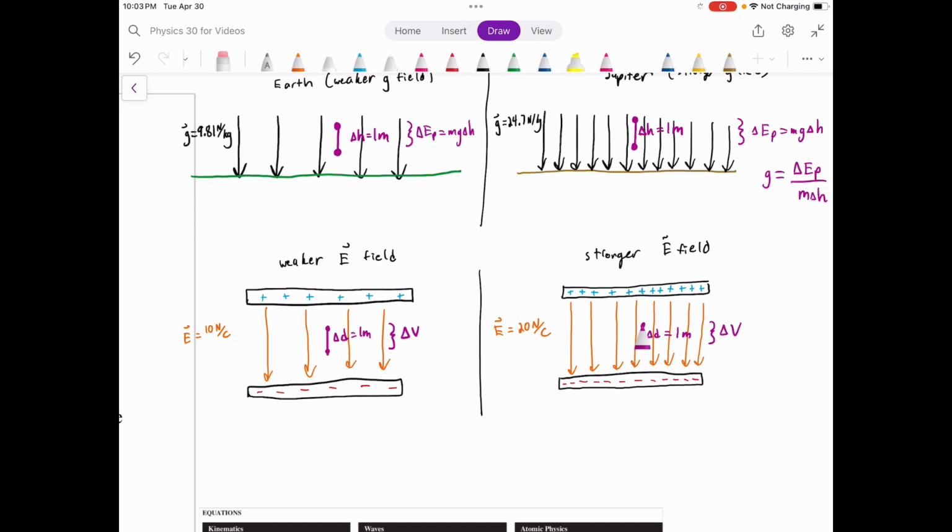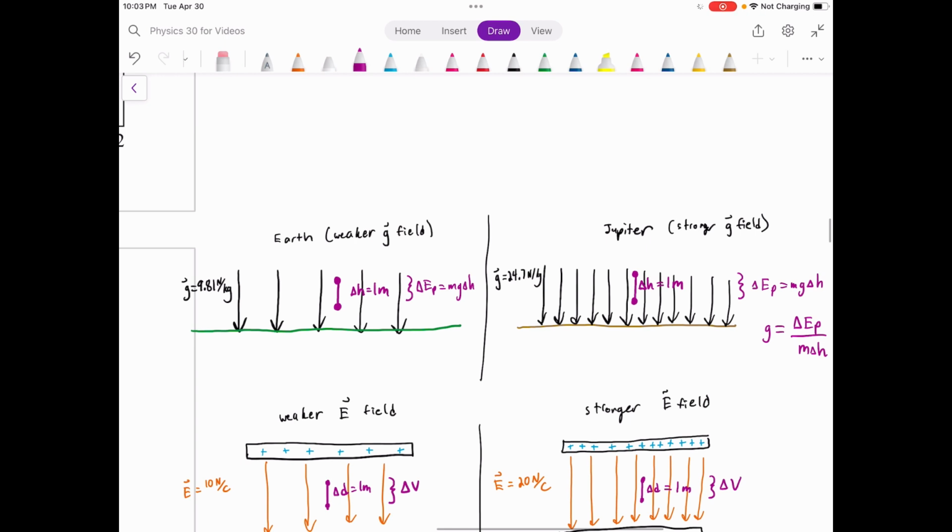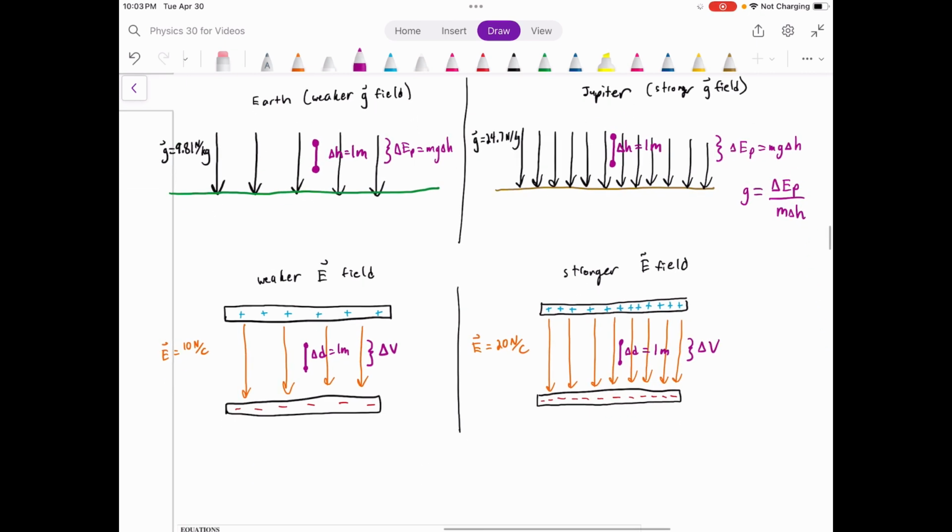For a charge to move 1 meter in this field, that's a bigger change in energy than in this field because it's a stronger field. The forces associated with it are larger. You lose more energy or gain more energy by moving around in this strong field than in this weak field. Just like up here in the gravitational field, right? An apple gains more energy by being lifted from here to here on Jupiter than the same change in height on Earth. It's the same idea here.